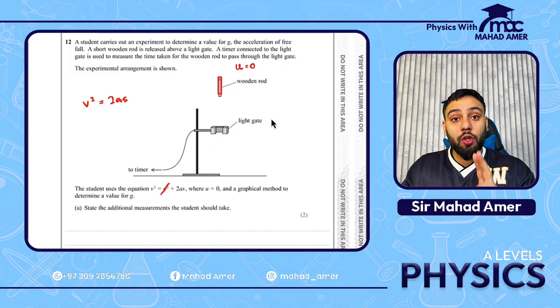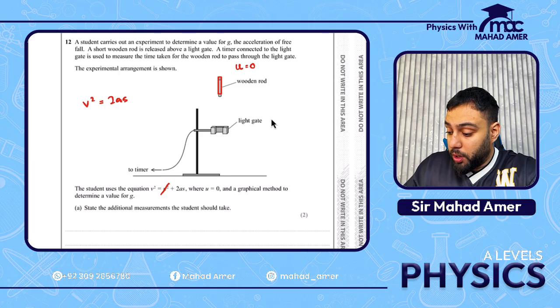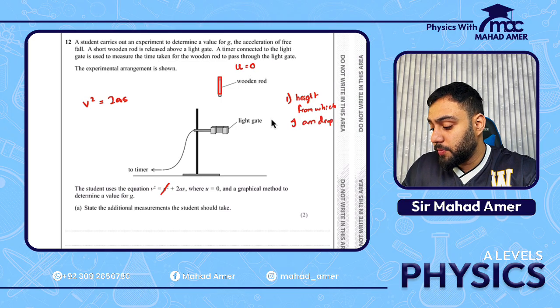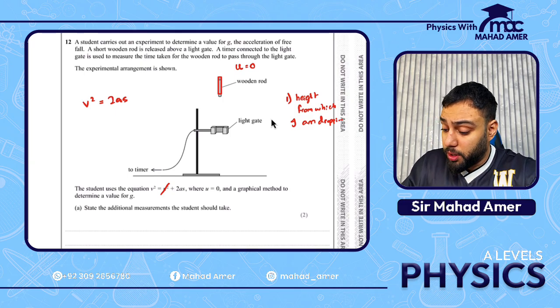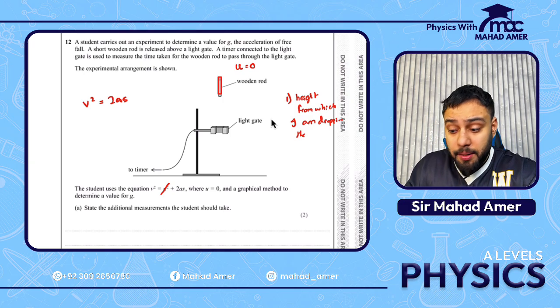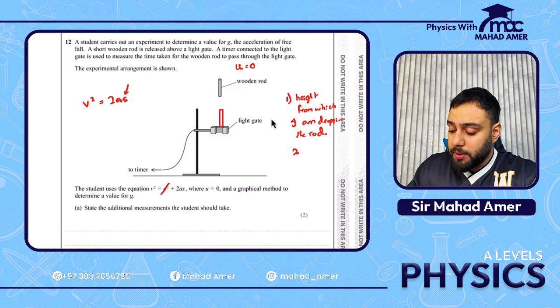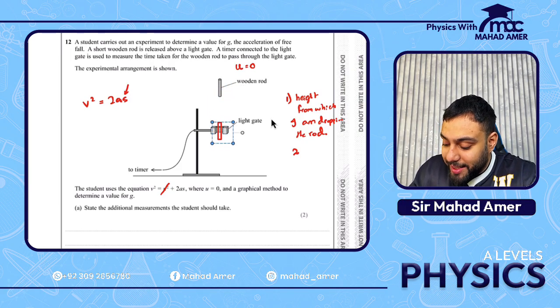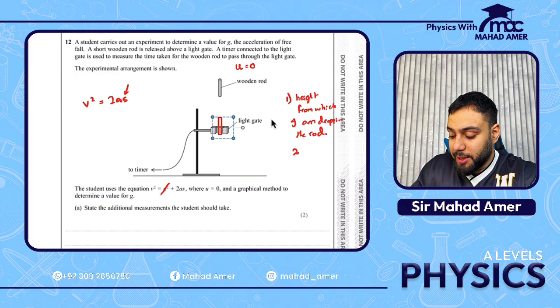So there are 2 things that I need. First of all, I need the height from which I am dropping. I'm dropping the rod. This is not an answer to anything, I'm just explaining something first. If I have this height, that is the value of displacement that I have to put in the equation. Second, I'm going to need the final speed over here.